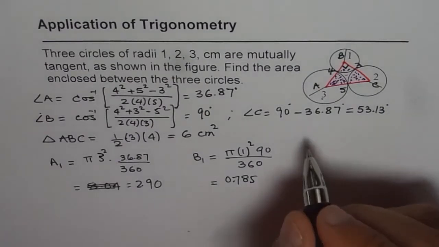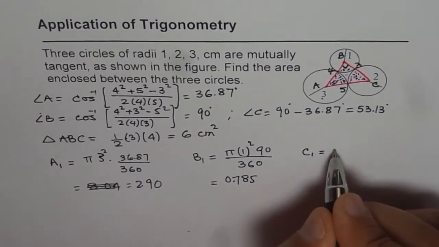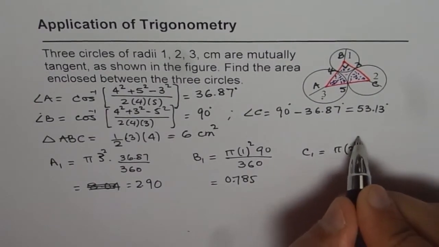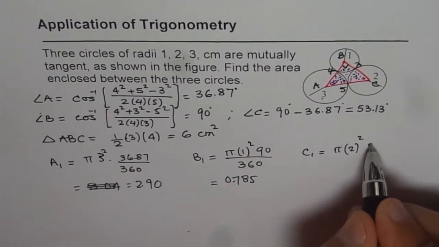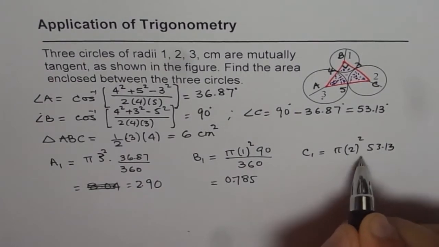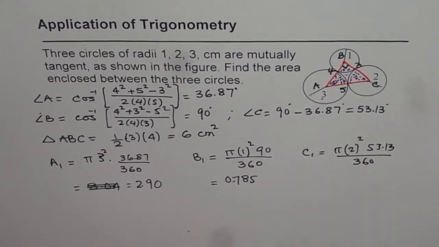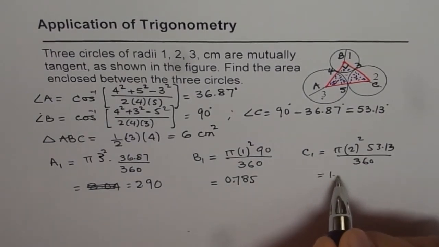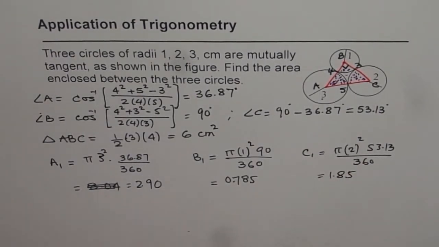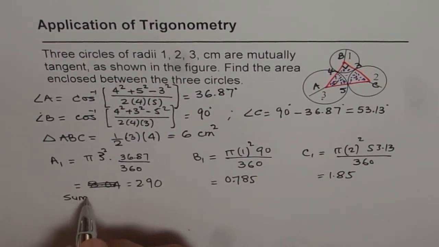Okay. The third one, which we'll call C1, is pi times the radius of 2, 2 square. Angle for C is 53.13 divided by 360. That is pi times 4 times 53.13 divided by 360. And that gives us 1.854. So we'll round it to 1.85. Okay, so we got these three areas of the sectors, right? So sum of the areas of sectors is how much?